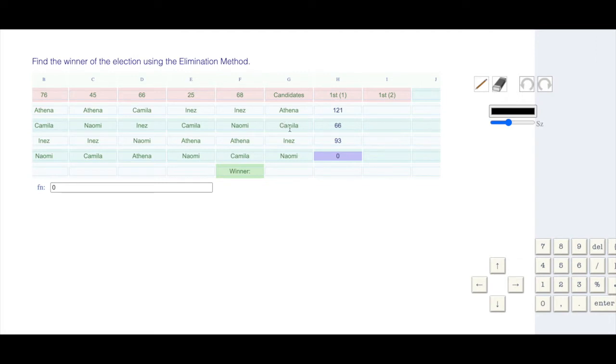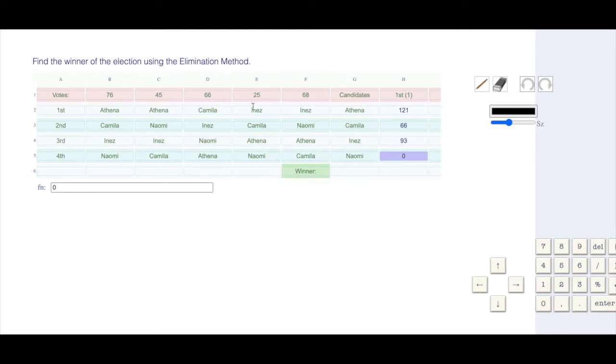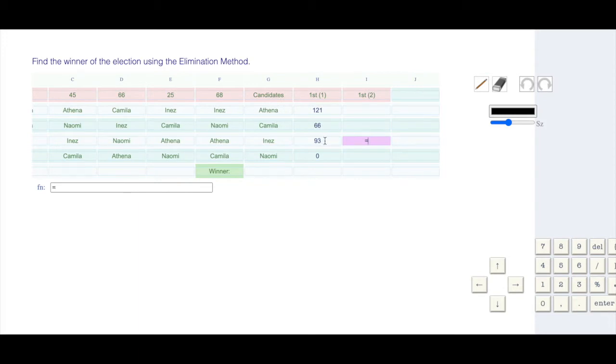Camilla's first place goes to the next person in line. Her first place goes to Inez. We'll just say Inez is going to get her old points plus Camilla's points. Camilla has 0. Athena still has the 121. Naomi still has 0. In order to win, you just have to have more than 50% of the sum of all of the votes.